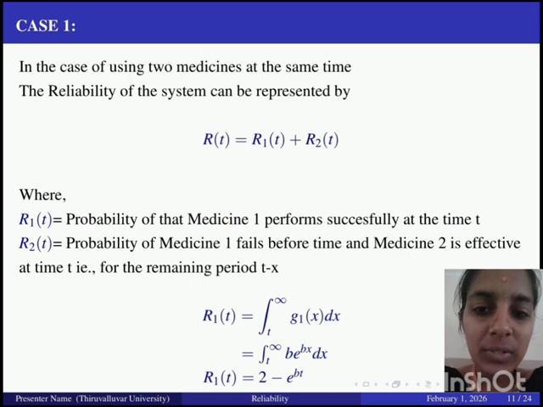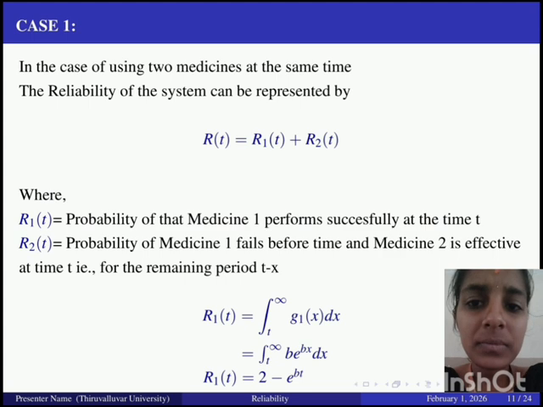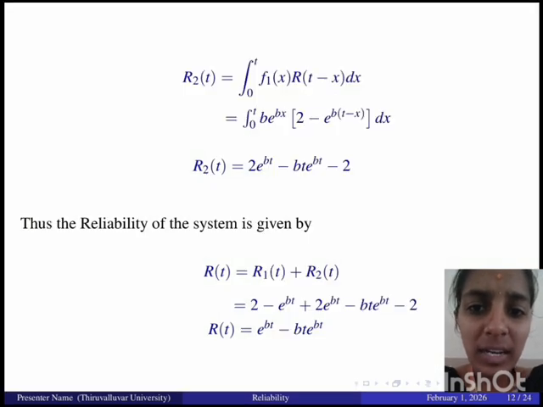R1(t) is the integral from t to infinity of g1(x) dx. We substitute the value for g1(x), we get R1(t) = 2 - e^(bt). Similarly, R2(t) is the integral from 0 to t of f1(x) R(t - x) dx. Substituting the values for f1(x) and R(t - x), we get R2(t) = 2 e^(bt) - bt e^(bt) - 2.